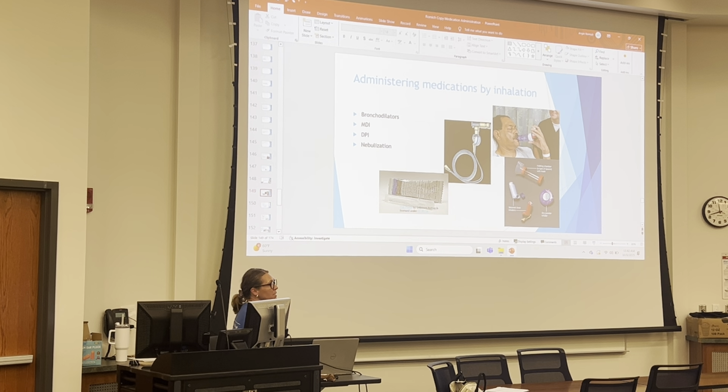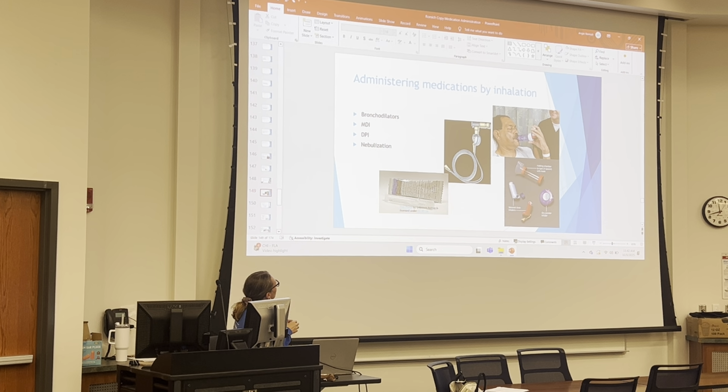Those are the main ones that we see. They could take 1, 2, 3, 4 different types of inhaled medications, depending on what's going on with them. They could take a combination of the handheld inhalers and the nebulized medications. It just depends on what's going on with them.